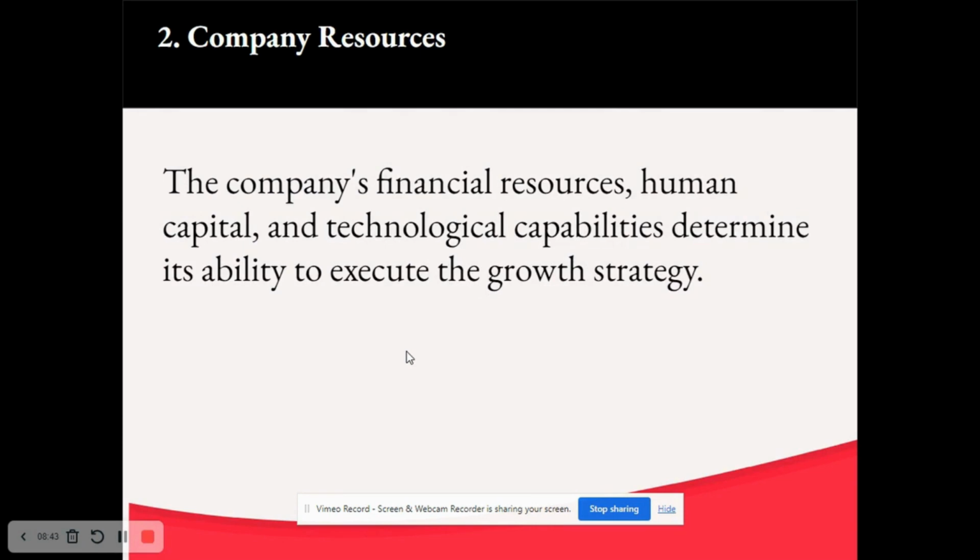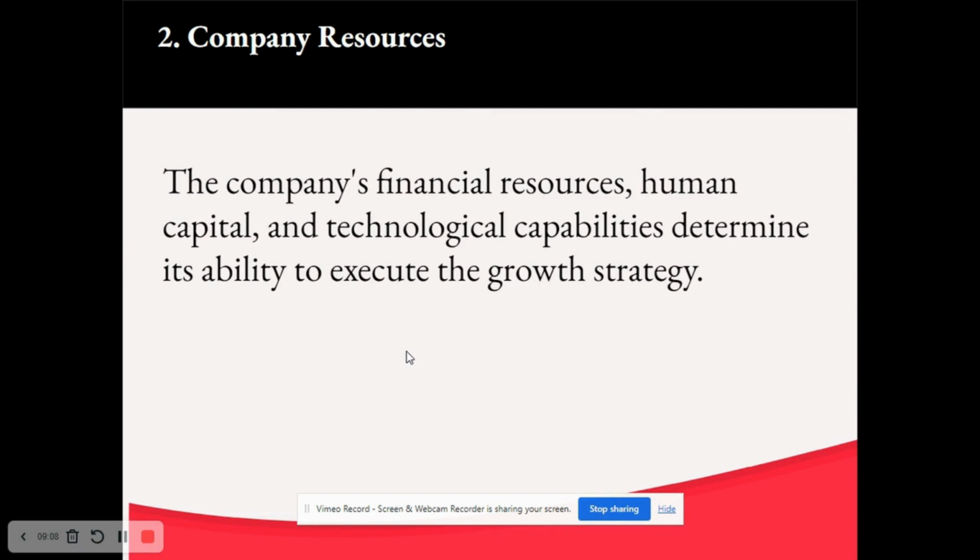And the next thing is company resources. Yes, there's little you can do if you have limited resources. Every company wants to grow big. Every company wants to hit the ground running, but the amount of resources, in terms of human resources, financial resources, and technological resources, is going to play a big role in the way you plan and implement your growth strategy.